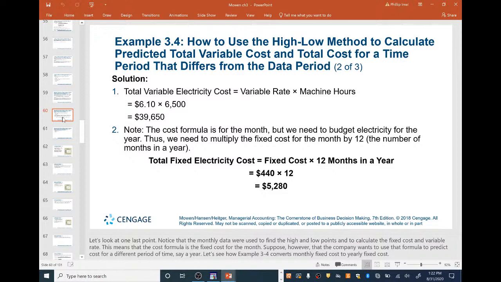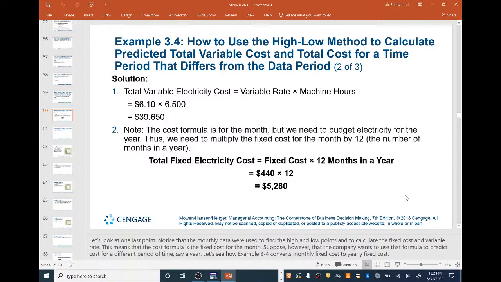So we need to multiply the fixed cost for the month by 12, right? Which makes sense because the fixed cost is applicable to a month based upon the use of the formula. So if we want to use it for a year, i.e. 12 months, then we need to multiply that fixed cost for each month by 12 to get the annual fixed cost. So you can see here, total fixed electricity cost will be your fixed cost, which is given, the 440, times the months in a year. We know there's 12 months in a year, so 440 times 12 yields $5,280. That's the total fixed electricity cost for the year.